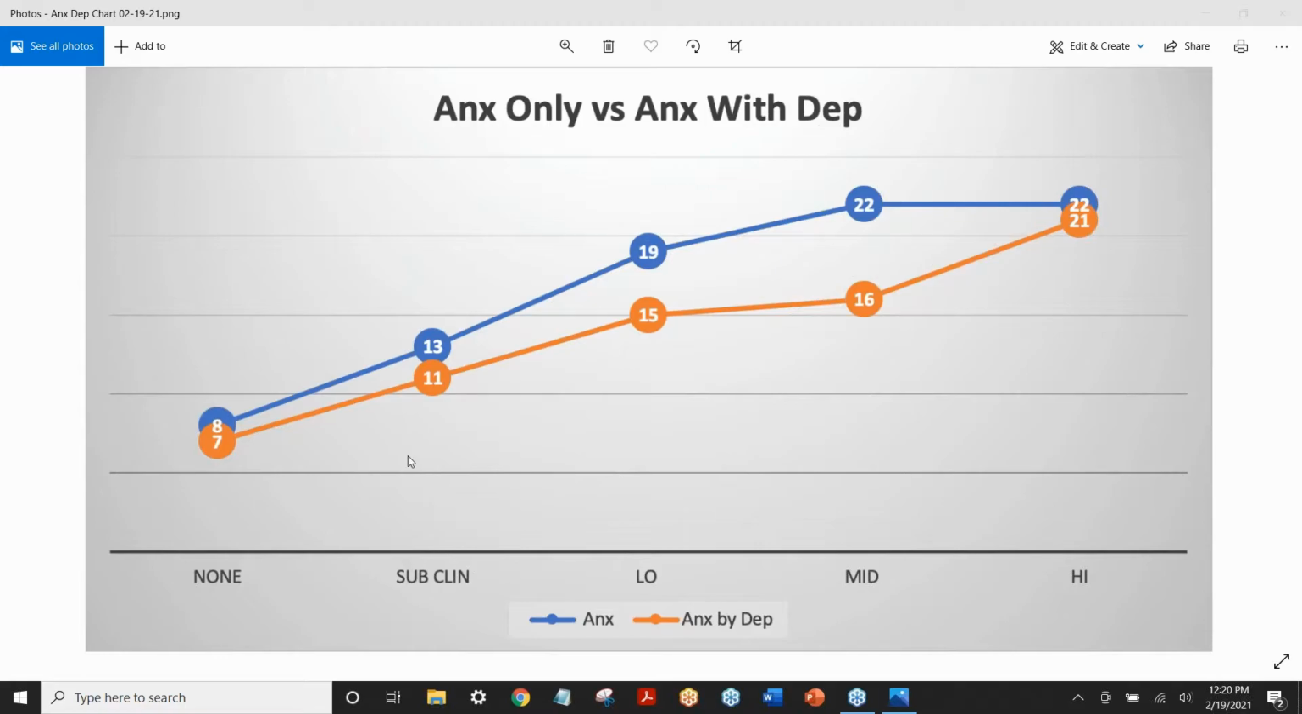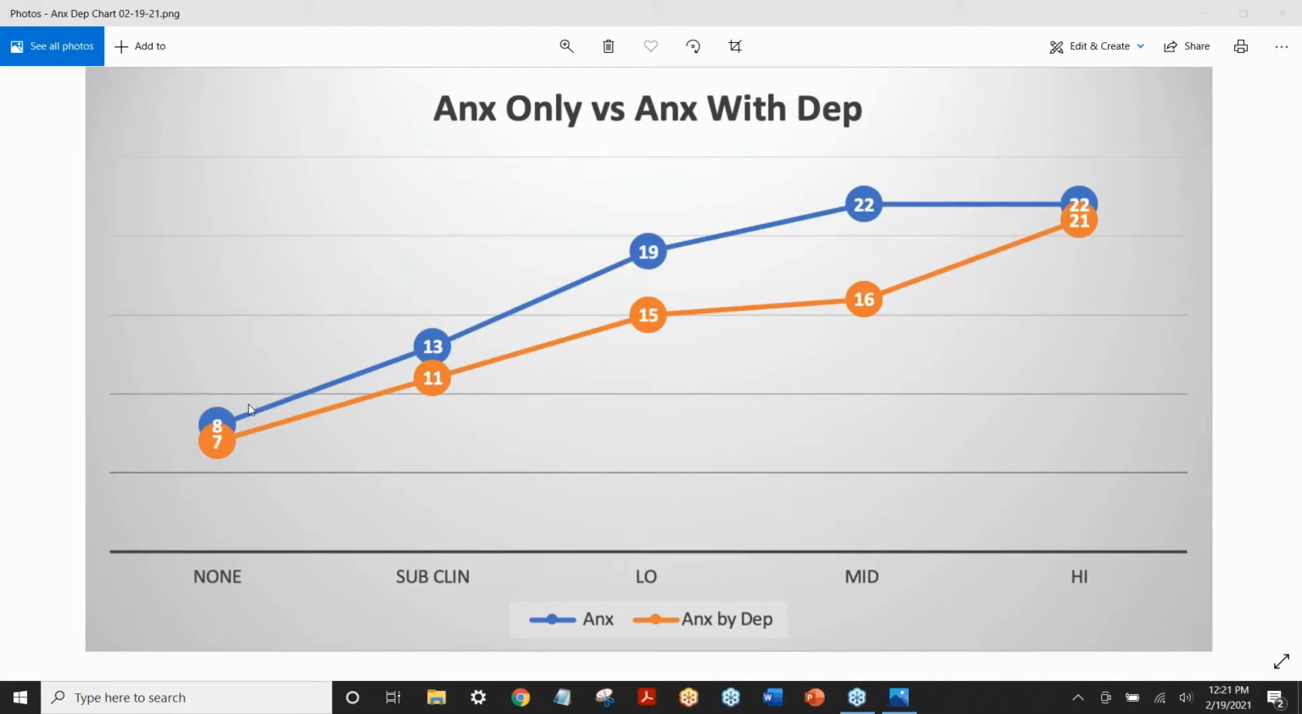So in this chart, real quick, we're looking at people with anxiety only. So they are not reporting any significant depression in the ISI, only anxiety, and that's the blue line. And the orange line is people reporting depression and anxiety. And what you see here is interesting because we have people reporting no anxiety or depression, subclinical, which the Beck doesn't measure and we do, low clinical, mid clinical, and high clinical.